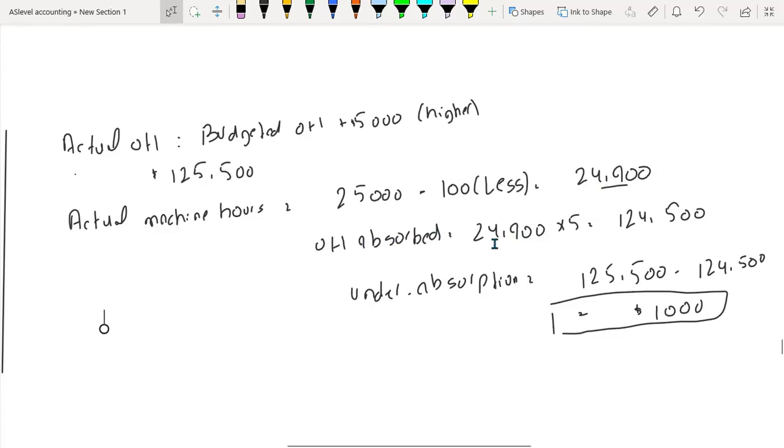So your actual machine hours multiplied by the overhead absorption rate, which is $5. So our overhead absorbed is equal to 124,500. Sorry, this is our overhead absorbed, and this is our actual overheads, 125,500. So this is giving us the answer, which is $1,000 under absorbed. So our option A can be right.